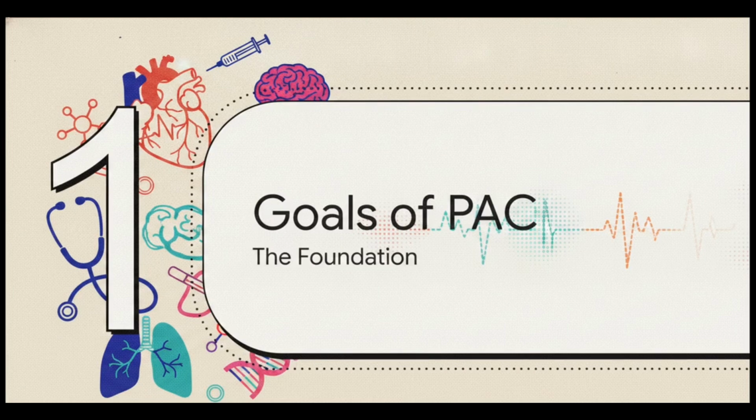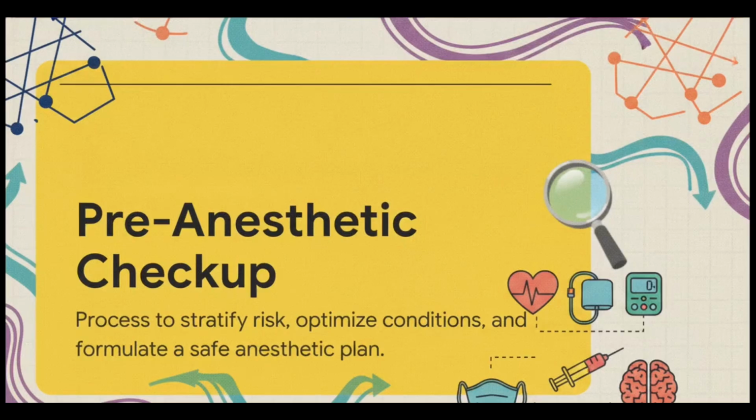Section 1. Goals of pre-anesthetic checkups. The foundation. Listen, the crucial takeaway here is that a PAC is absolutely not just administrative paperwork, right? It's literally our primary clinical tool. We do this for 3 massive reasons: risk stratification, patient optimization, and formulating a totally customized anesthetic plan. If a patient rolls in with uncontrolled hypertension or diabetes, we don't just scribble that down. Our job is to optimize those comorbidities first. Only after we've optimized their physiological state do we formulate our final safe plan for anesthesia.